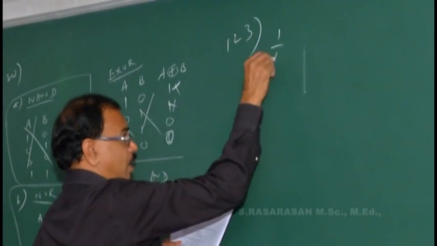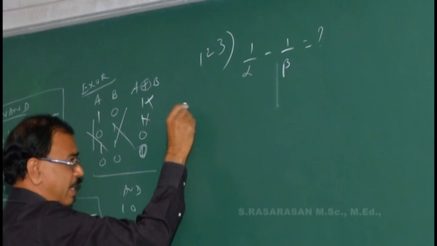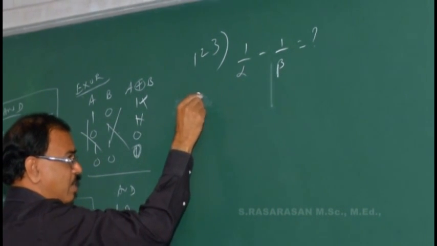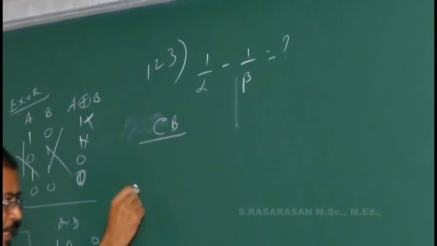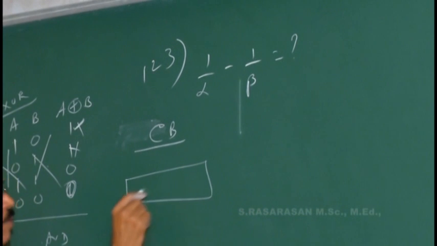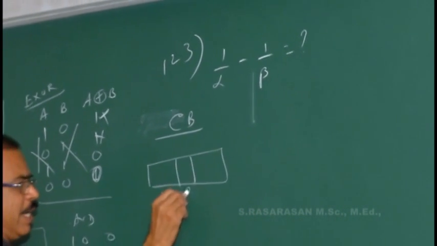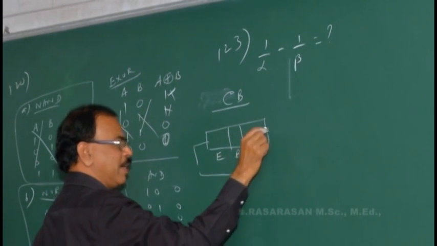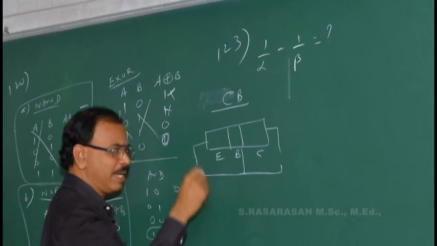1 by alpha minus 1 by beta of a transistor. Say in the case of a transistor, if we connect the transistor in common base mode, say this is a transistor, this is emitter, base, collector. Base is common for emitter and collector. That's why it is called common base.